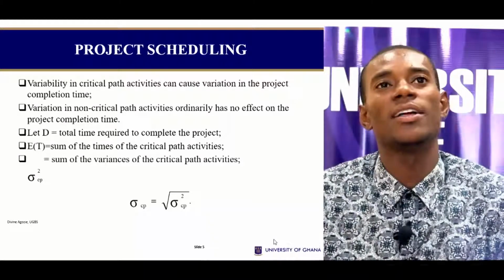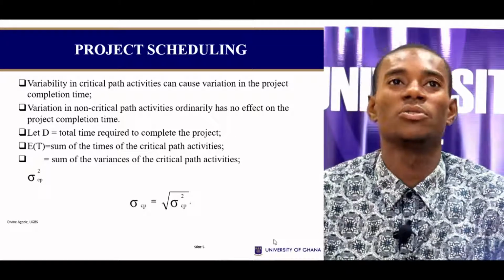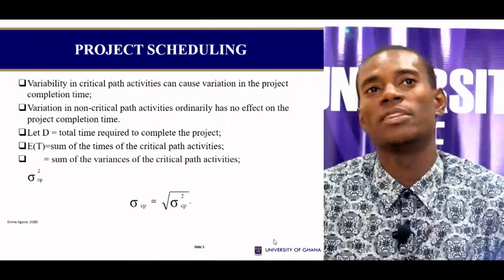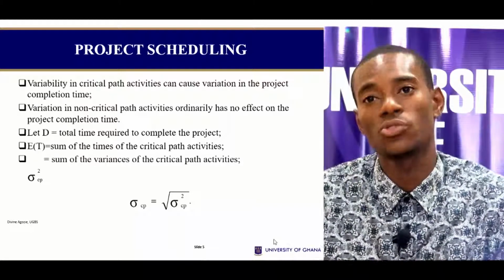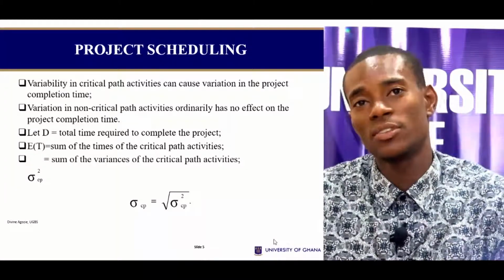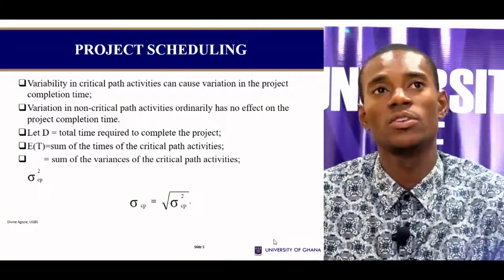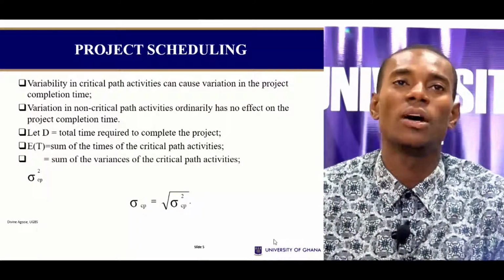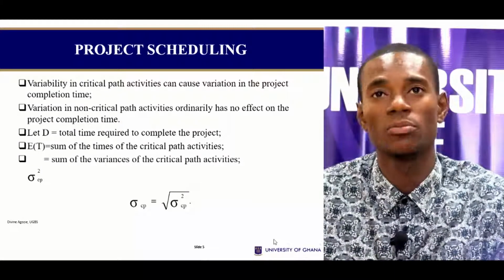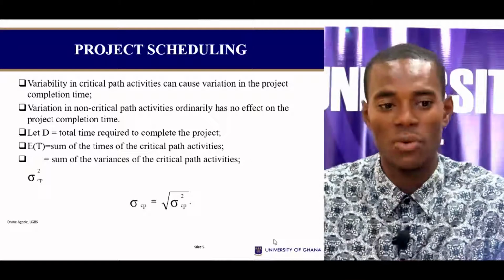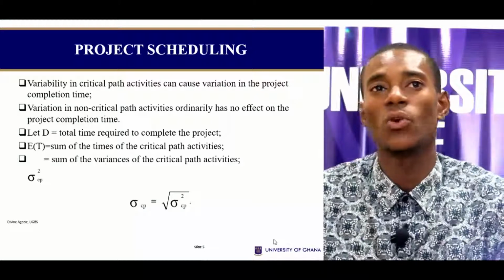The variability in a critical path or set of activities can cause variation in the project completion time, but the variation in non-critical activities ordinarily has no effect. So you want to be sure that the answers you're getting for your slacks are correct. We normally use our critical activities to compute the variability in the project completion time, to find out the probability of missing or hitting the target.